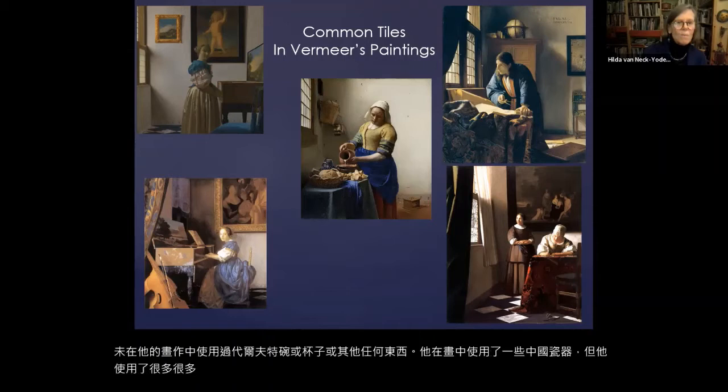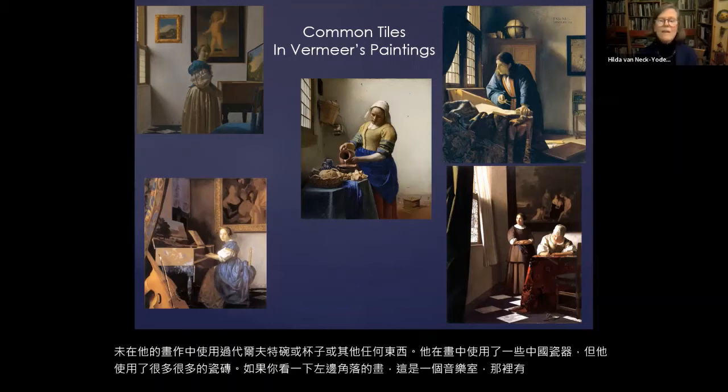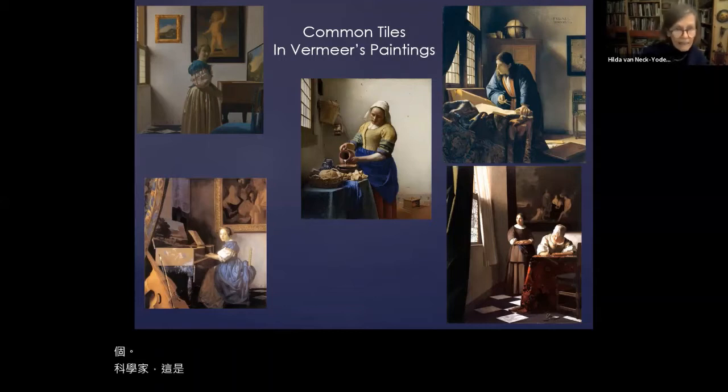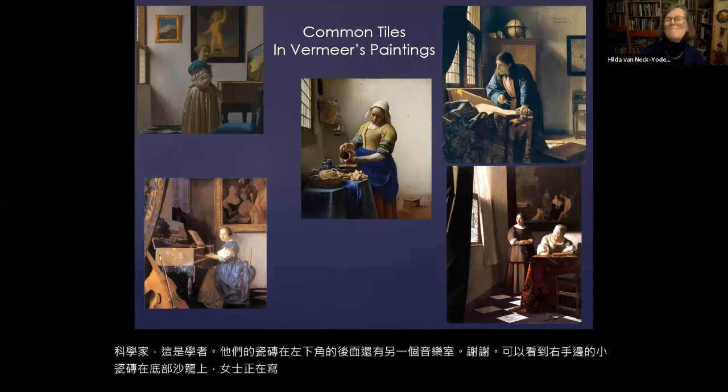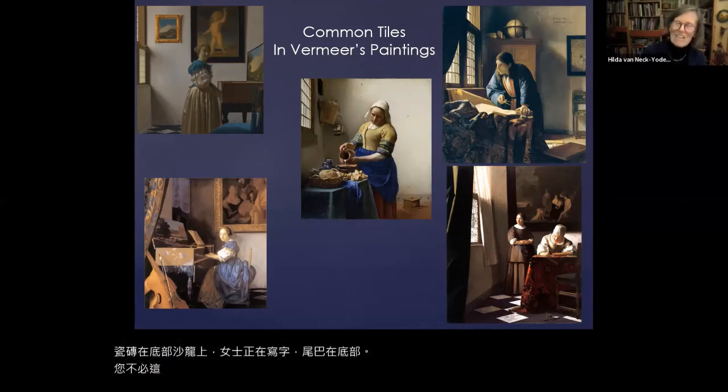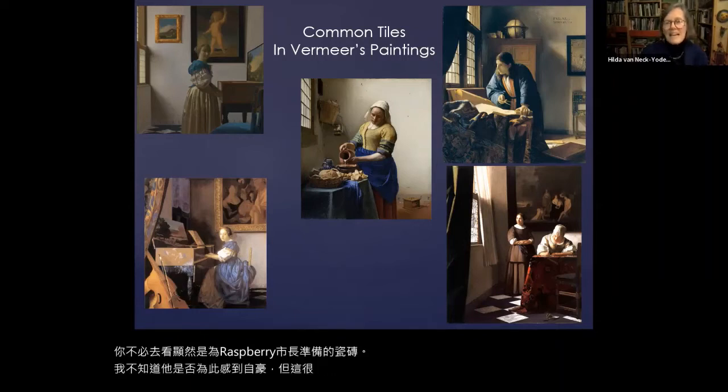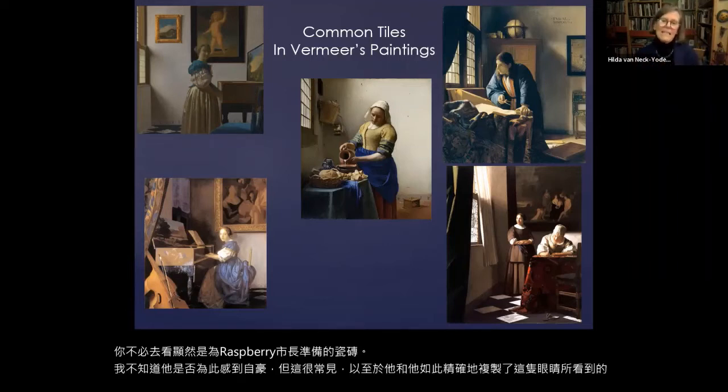If you look at the painting on the top left in the corner, this is a music room, and there are tiles. In the painting on the top right, you have a scientist, the scholar. There are tiles in the back. In the left corner, there's another music room. There you can see the little tiles. On the bottom right, the salon, the lady writing, and there are tiles at the bottom. You really have to look to see the tiles, but obviously Vermeer was very, I don't know if he was proud of it, but it is so common that he's so precise in his replication of what his eyes saw that he paints these tiles.